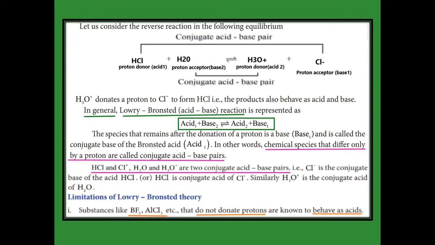The same way, now you compare water and H3O plus. What is the difference between water and H3O plus? There is only one difference, H plus only. So we can say that a conjugate acid base pair means chemical species that differ only by a proton. So they are called a conjugate acid base pair. In this reaction, the conjugate acid base pairs are hydrochloric acid and Cl minus, which is one conjugate acid base pair, and then water and H3O plus is another conjugate acid base pair.